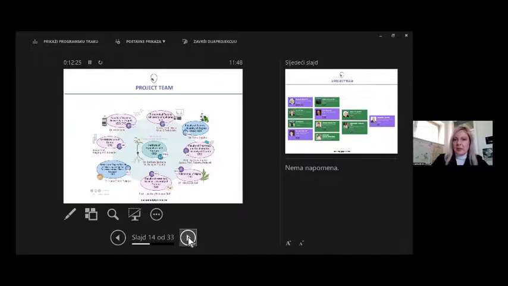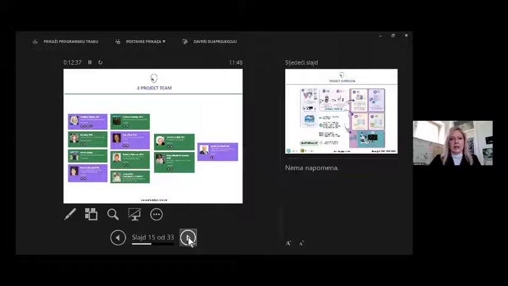Here you can see the project team. The project team consists of scientists from 8 academic institutions from Slovenia, Croatia, and the South African Republic. And here you can see a few of our experts involved in the project.